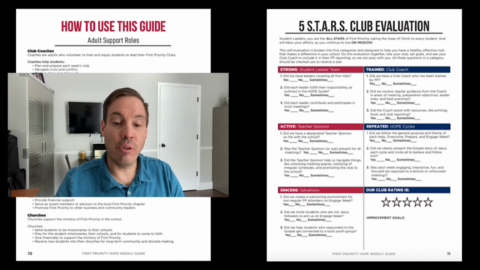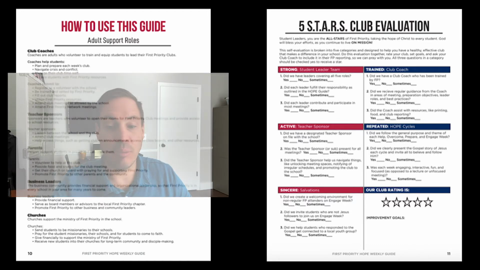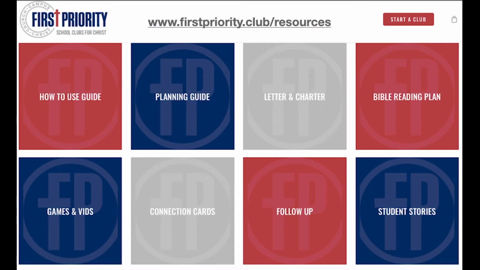Summarizes it very clearly for us. You can walk through that as a leadership team. So that's all there, and how to use this guide, firstparty.club/resources. If you want things individually, this is the same planning guide that you saw earlier. A letter and charter, a letter to your school principal, a follow-up guide, a lot of the things that are already in the Hope Guide broken down into individual bite-sized pieces.